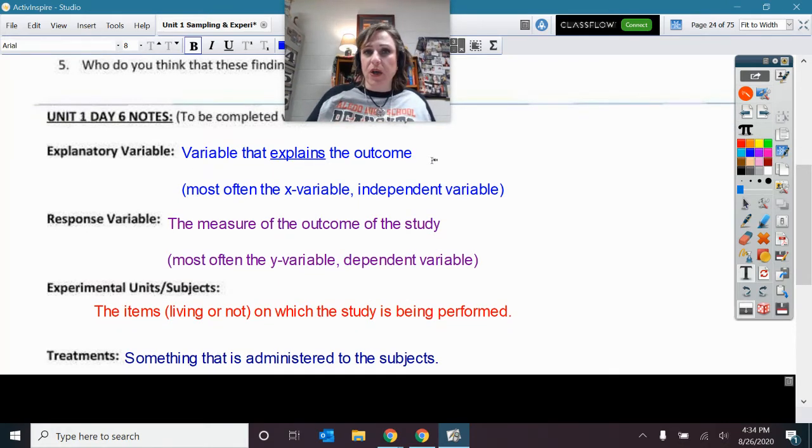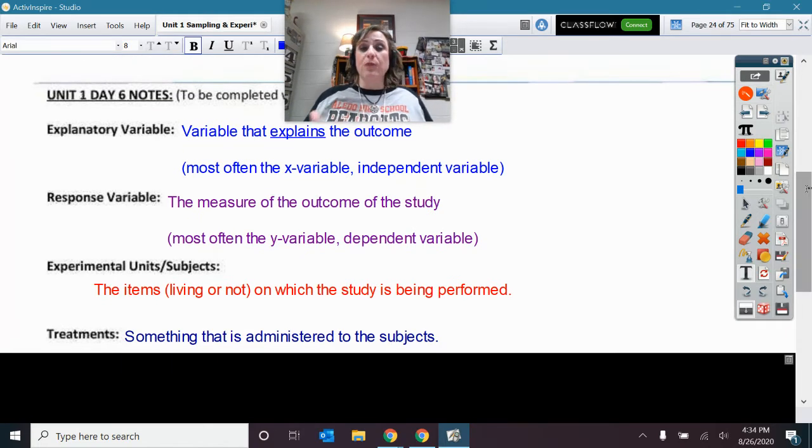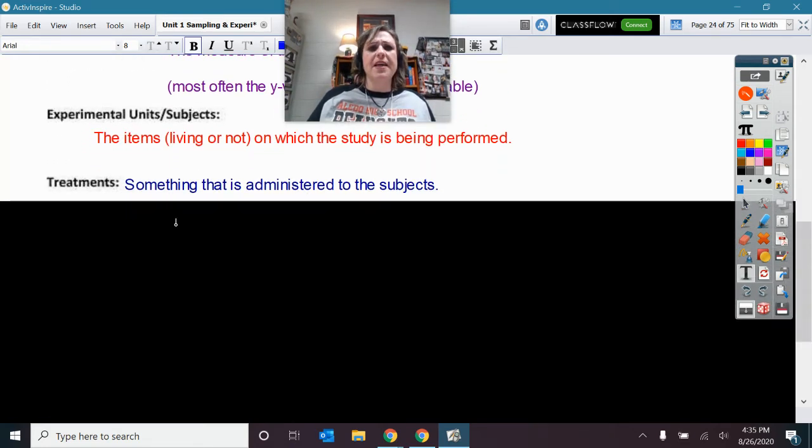If you were doing algebra, and later when we get into bivariate data, it's most often that x variable or that independent one. Okay, and then we'll be talking about that response that we'll be measuring. And so we'll talk about what was it that we were measuring with these particular subjects in this situation. So measure the outcome of the study. That's that y variable, the dependent variable. Okay. All right, but taking a look at these treatments, something that is administered to the subjects.